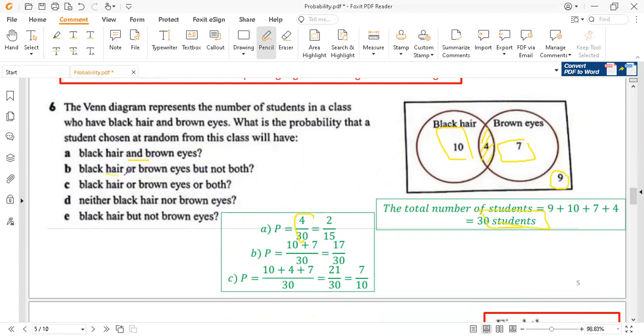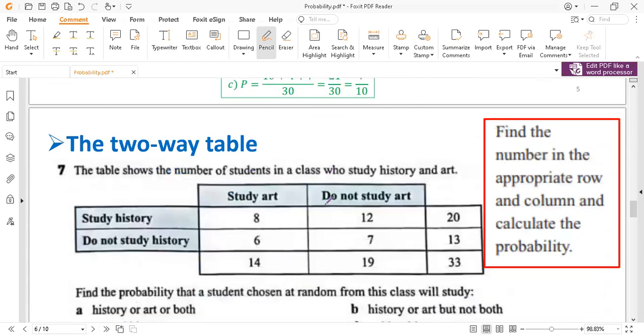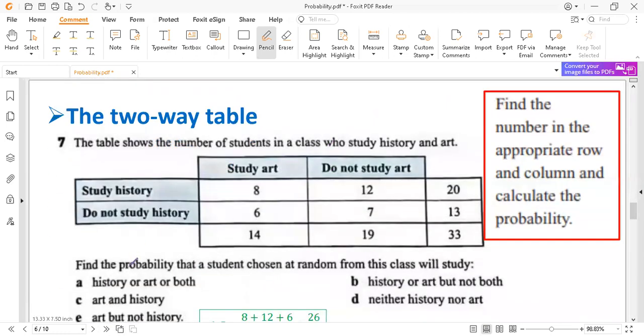Okay, black hair or brown eyes or both, so we add their intersection. Neither black hair nor brown eyes is equal to 9, so 9 from 30. Black hair but not brown eyes, so normally it is 10 over 30.